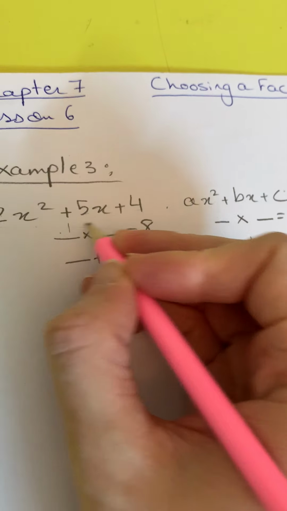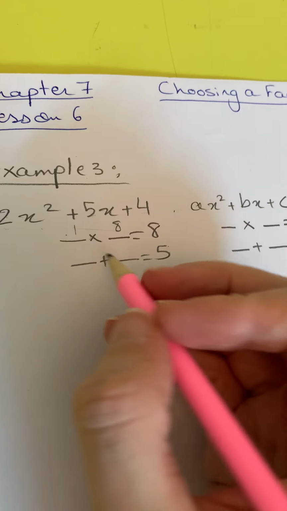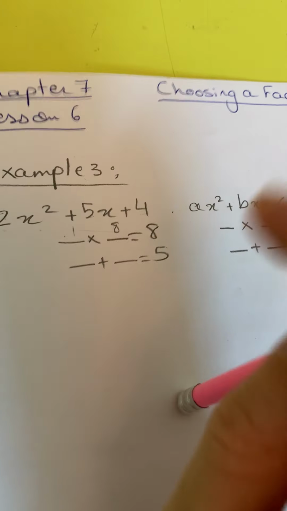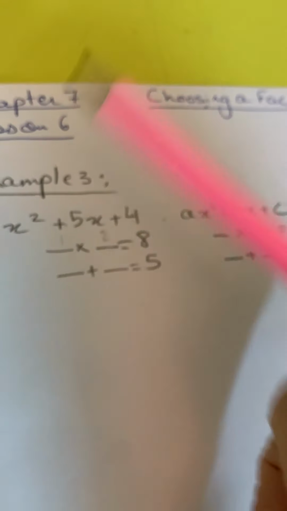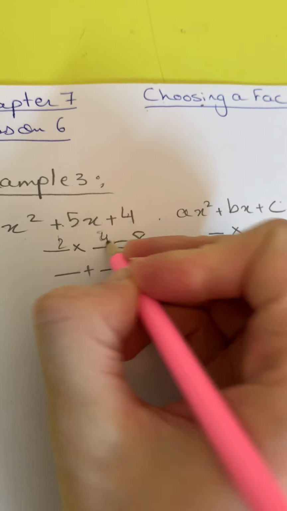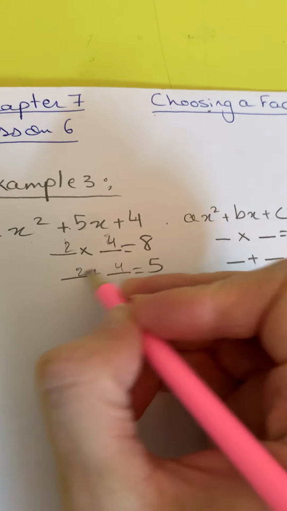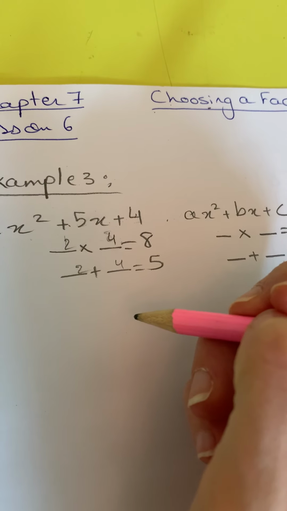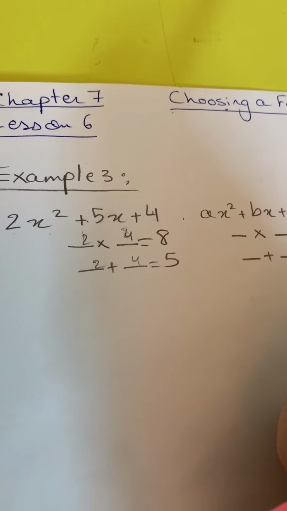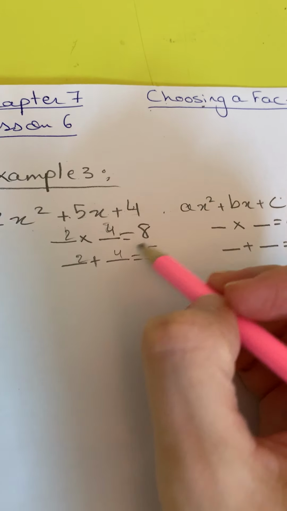So I will think about 1 and 8. But if I add them, they're not 5. So 1 and 8 won't work. Let's think about other numbers, for example, 2 and 4. But if I add them, also it will not work. Even if I put any negative signs, if you think about it, it will not work. So this way will not work.